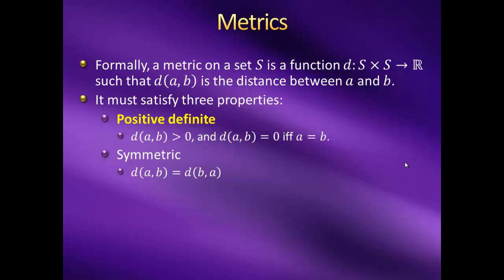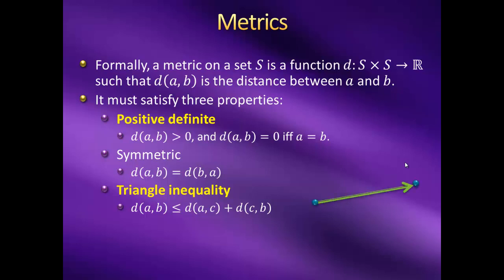Finally, a metric must satisfy what is known as the triangle inequality. The distance between two points a and b must be less than or equal to the sum of the distance between a and some other point c and the distance between that c and b. In essence, the triangle inequality is the mathematical way of saying that the shortest distance between two points is a straight line. You can't make your distance any shorter by stopping by an intermediate point along the way. Anyway, if these three conditions are met, then our function d qualifies as a metric.